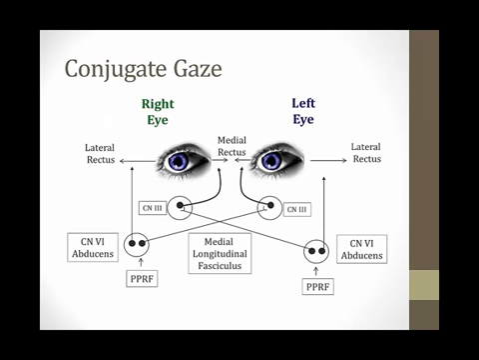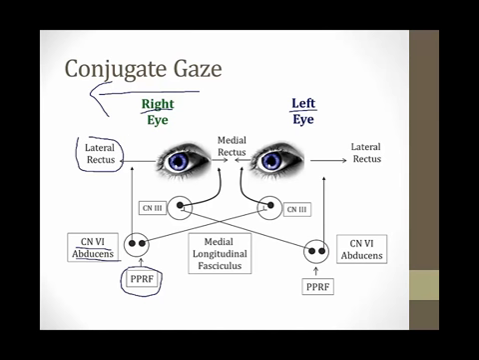In order to understand conjugate gaze palsies, we need to review the neural circuitry that's involved in looking to the right or left with both eyes. So let's imagine that we have a right eye and a left eye, and let's imagine that we want to look to the right. In other words, we want to look in this direction. This process will begin in a structure in the brainstem called the PPRF, which is the paramedian pontine reticular formation. This structure will send signals to the nucleus of cranial nerve 6, the abducens nucleus. That nerve innervates the lateral rectus of the right eye, so it will move the right eye to the right, which is what we want to do.